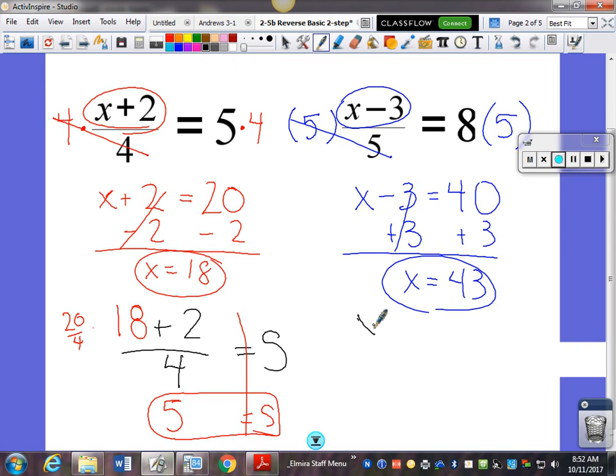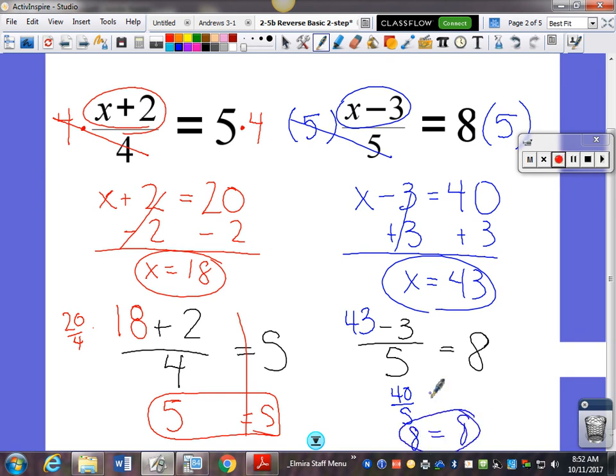This original problem was x minus 3 over 5 equals 8, and I am subbing in 43 for x. Let's see, 43 take away 3 is 40. 40 over 5 is 8. So when I sub in, as long as I get the same number as I'm supposed to get, an 8, then it checks.